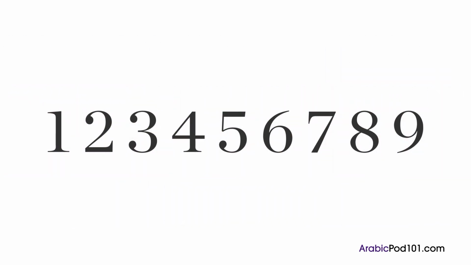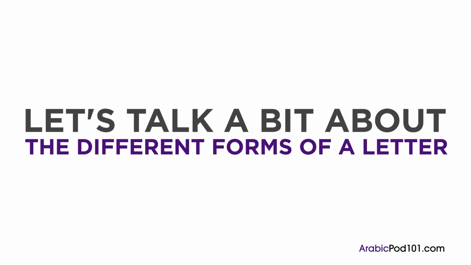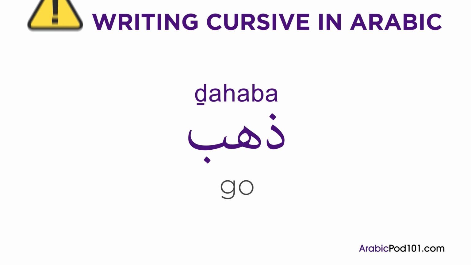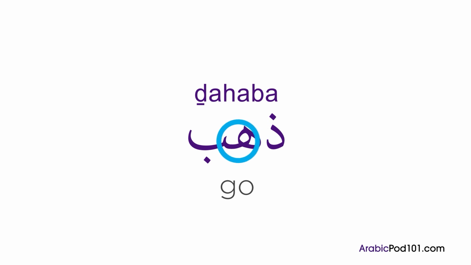Okay, now that you know that Arabic is written from right to left, let's talk a bit about the different forms of a letter. As you can see, Arabic is written in cursive. Unlike English, writing cursive in Arabic is not optional. It is always written this way, where letters within a word connect from one to the next.